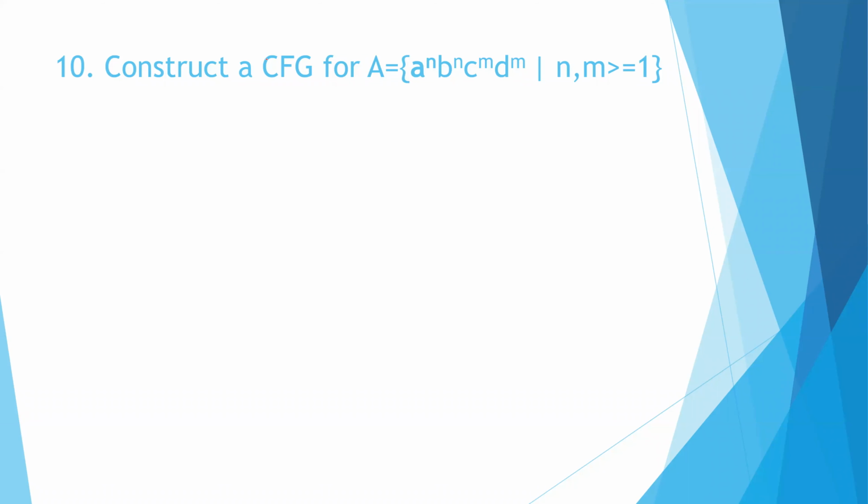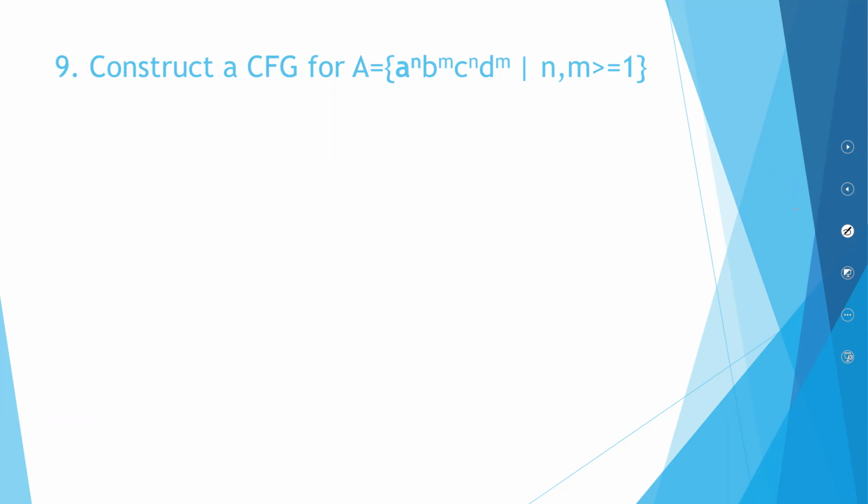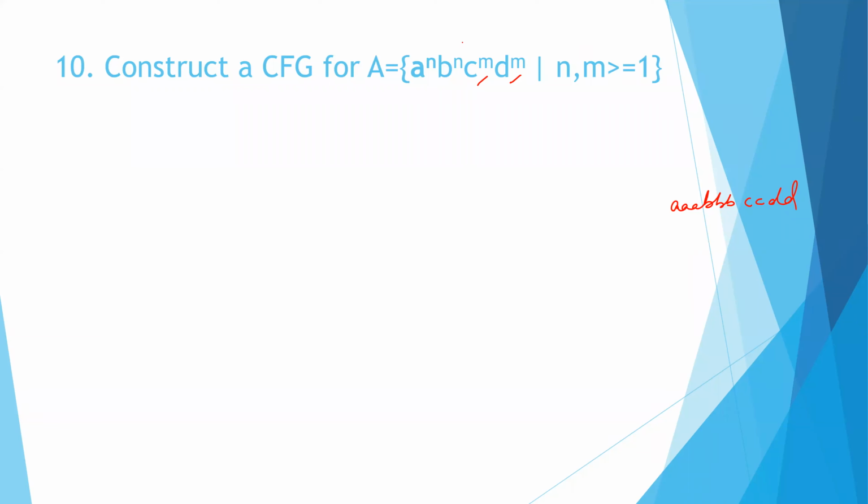A raised to N, B raised to N, which means the A's and B's will be equal. C raised to M, D raised to M, like 2 C's, 2 D's. The number of A's and B's are equal. The number of C's and D's are equal. Look here. Contrary to the other problems, interestingly, this has come together. N's have come together. M's have come together. Earlier, we didn't have that kind of a flow.